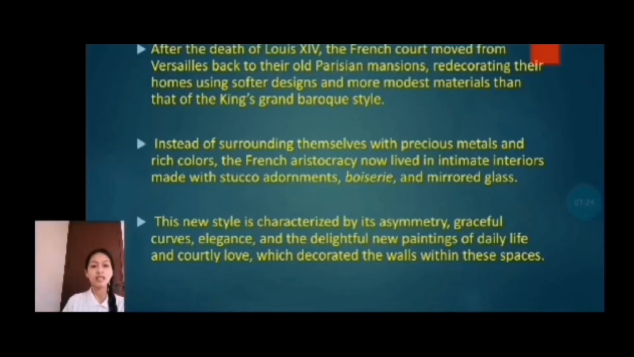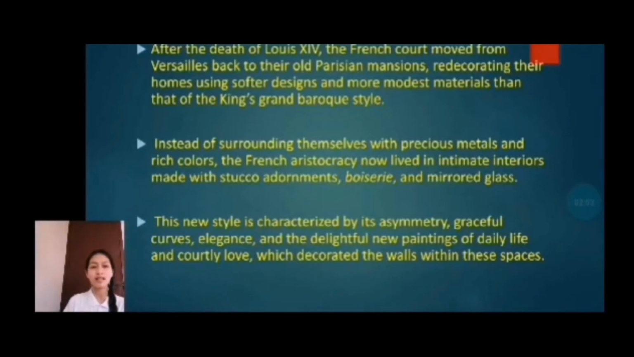in intimate interiors made with stucco adornments, boiserie, and mirrored glass. So before, the people were using precious metals or rich colors, but their perspective changed when the Rococo period came, and they used softer designs and modest materials as decorations in their houses.